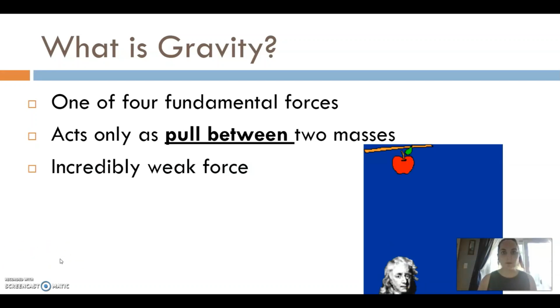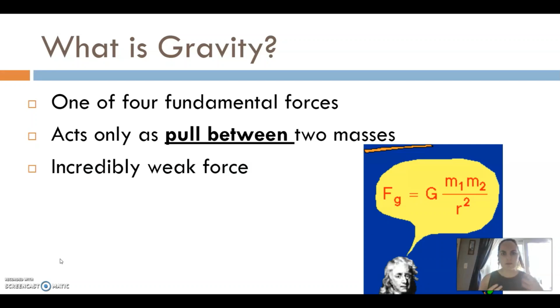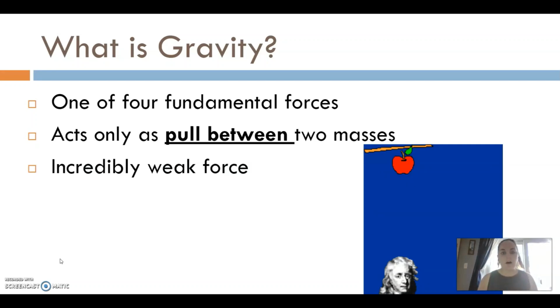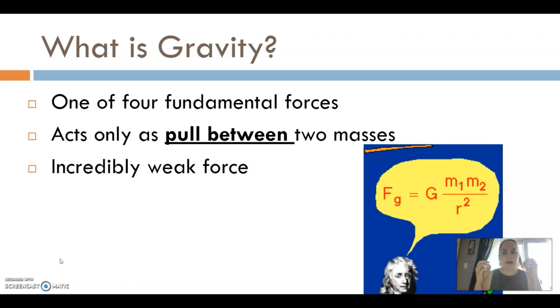Well, as we've learned from our previous studies and also just from Interstellar, right, gravity is one of the four fundamental forces of our universe. And honestly, it's just a pull between two masses. So if we have mass one, mass two, then we have to look at not only the distances between them, but the pull between them. What is the strength of this pull?